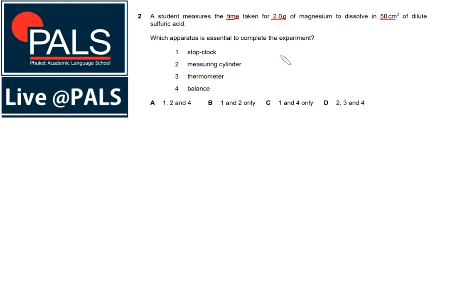So if we're talking of the time, we have the stop clock. For the weight, we have the balance. And for the volume, we will be using the measuring cylinder. So all of these are needed. So we have A, 1, 2, and 4. So the correct answer is letter A.